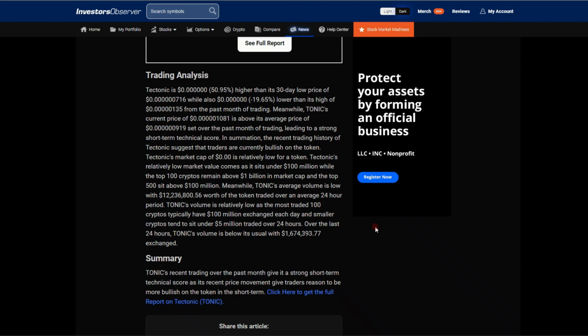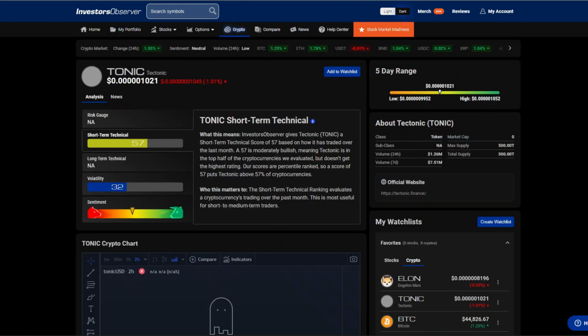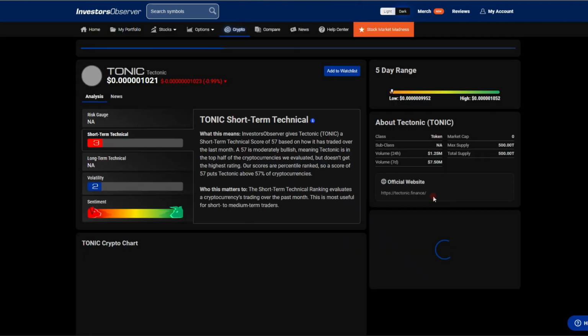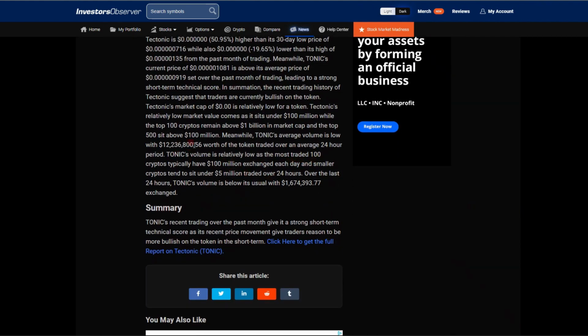Meanwhile, Tonic's average volume is low, with 12.2 million traded over the last 24-hour period. Tonic's volume is relatively low, as most top 100 cryptos typically have 100 million exchanged each day, and smaller cryptos tend to sit under 5 million traded over 24 hours. Over the last 24 hours, Tonic's volume is below its usual with 1.6 million exchanged. So yeah, I would agree that a $1.6 million volume is low, and it does appear that is the case. It was about 1.6 million traded over the last day, but the 5 million here, or 12 million, is definitely not. I don't know what to say about that one.